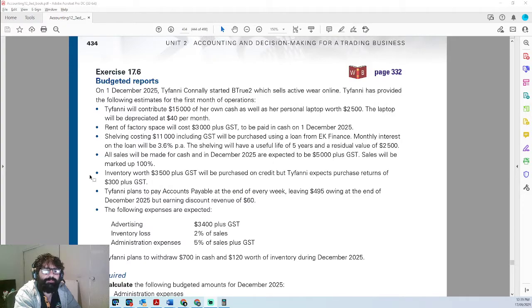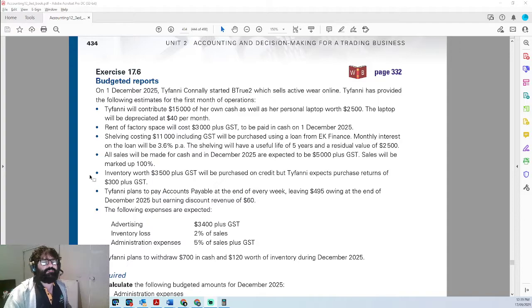All sales will be made up of cash, and in December 2025 are expected to be $5,000 plus GST. Sales will be marked up 100%, so cost of goods sold will be half the sales. Inventory worth $3,500 plus GST will be purchased on credit, but Tiffany expects purchase returns of $300 plus GST. Tiffany plans to pay the accounts payable every week, leaving $495 owing at the end of December 2025, but they would earn a discount revenue of $60.